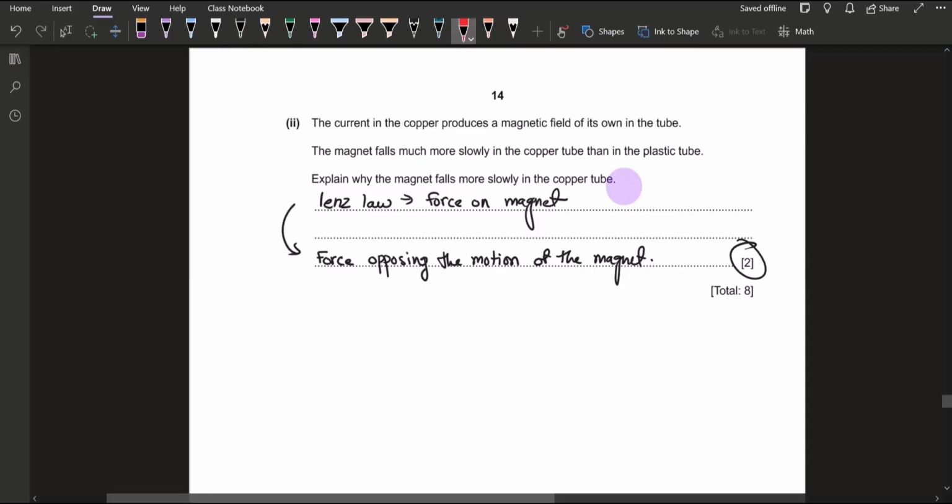The first mark is for saying that it's Lenz's law, and the second mark is for explaining what happens. The reason it doesn't affect the plastic tube is that plastic is not a metal and the copper tube is a metal. So this law doesn't apply on non-metals. This is a non-metal and this is a metal, and therefore this law applies only on copper in this case. And we are done with question number 8.